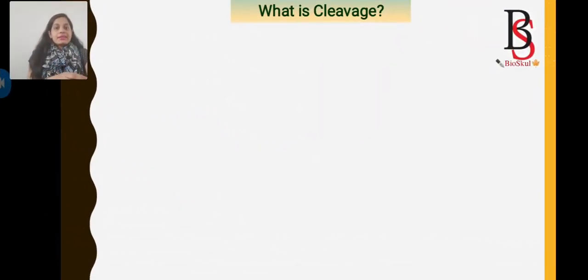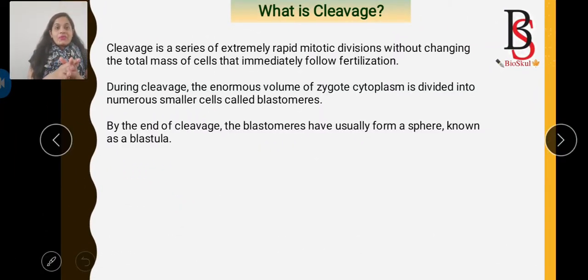So what is cleavage? Cleavage is the process of extremely rapid cell division without changing the total mass of the cell, and it starts immediately after fertilization, leading to the formation of numerous smaller cells. Those are called blastomeres. By the end of cleavage, blastomeres usually form a sphere that is known as the blastula.